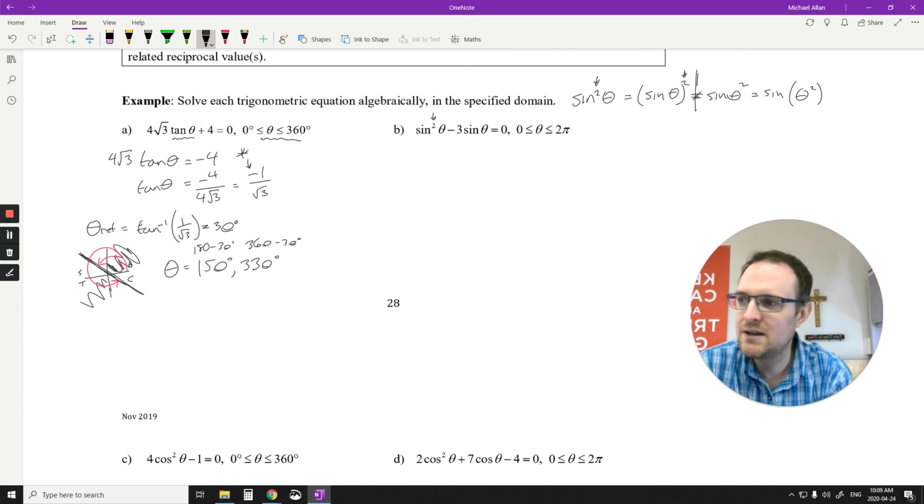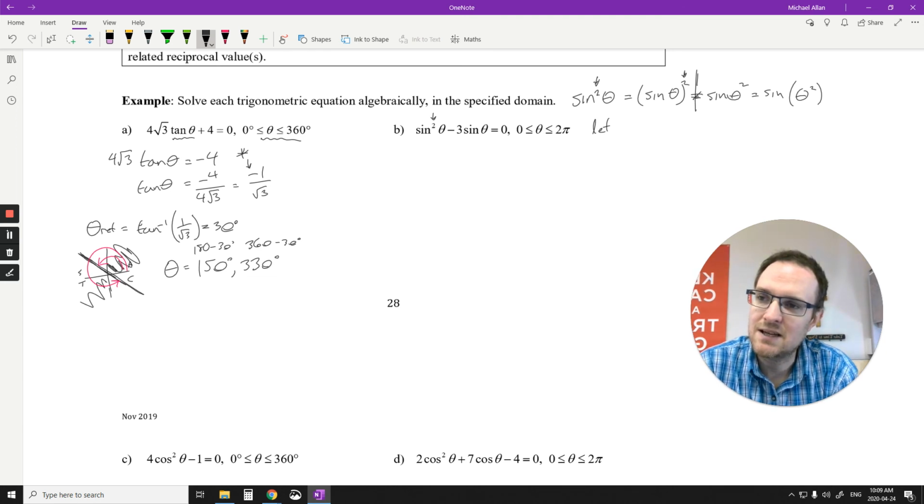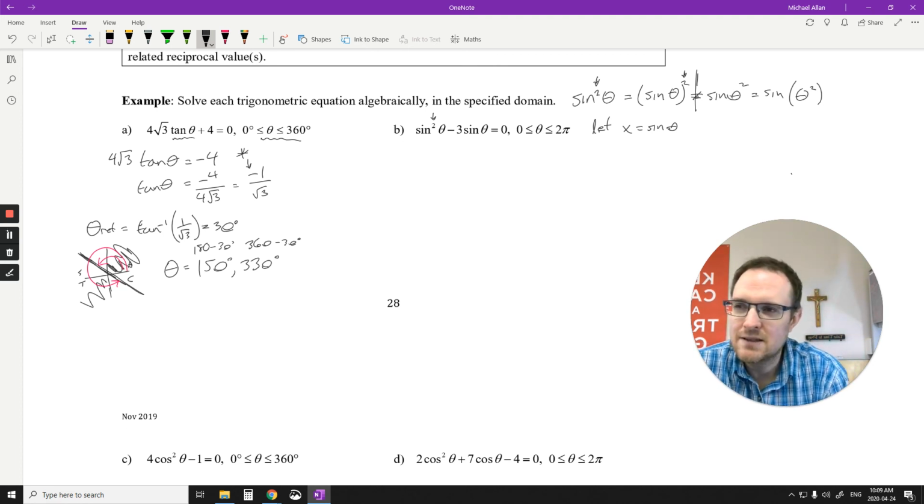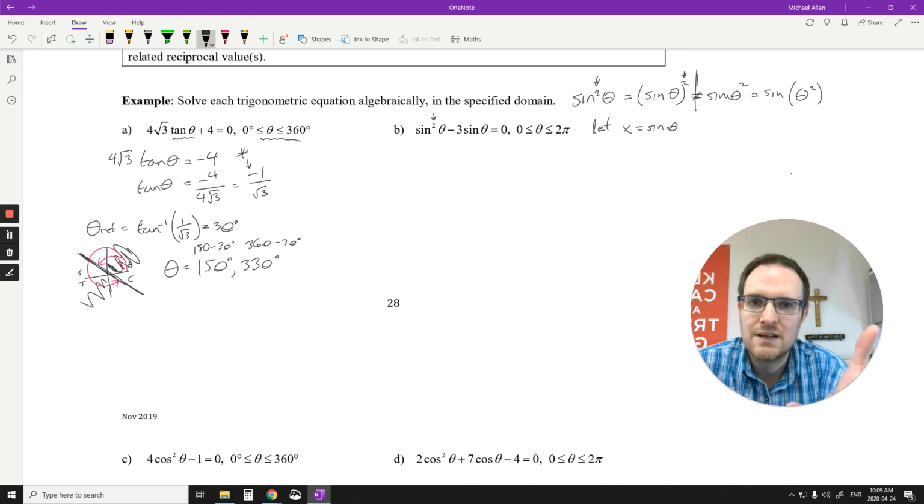Now, what we're going to do to solve this kind of question is put a little let statement here. I'm going to make let x equal sine theta. We did something similar to this when we did factoring in Math 20 and Math 10, where we replaced something inside there, factored it, and then put it back where it was. So if I replace sine theta with x, this first term becomes x squared. The next term becomes 3x, or negative 3x. So I just replaced it.